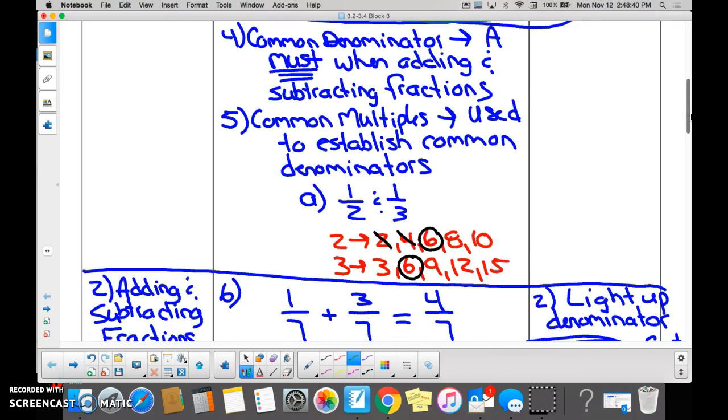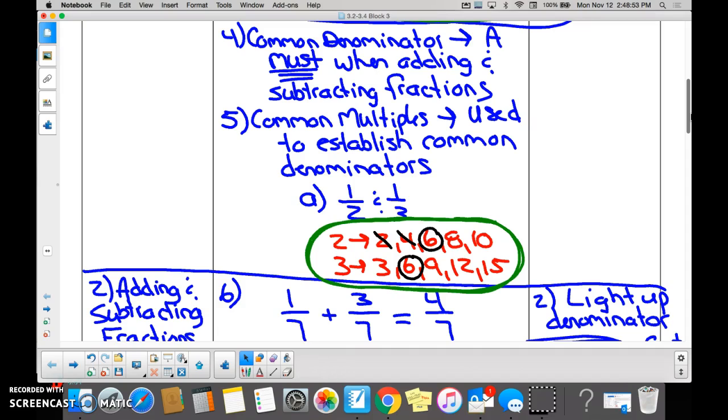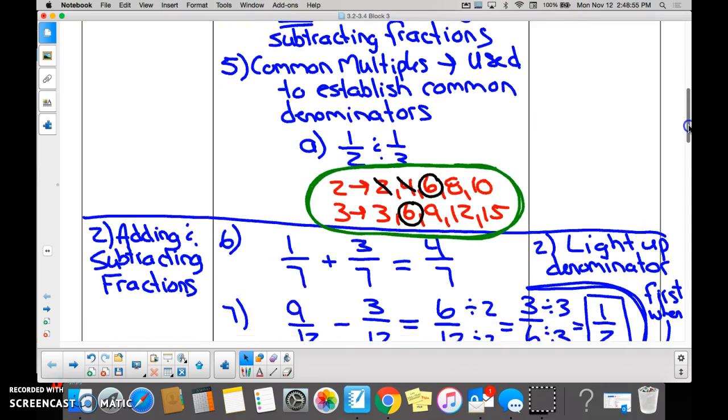When finding a common denominator for 1/2 and 1/3 or any unlike denominators, do you have to do this anymore? No. This can be your scratch work. If you need to do it, it can be your scratch work. I'm not going to require you to show me that anymore. That was from last chapter in which we used that strategy to find least common multiples.